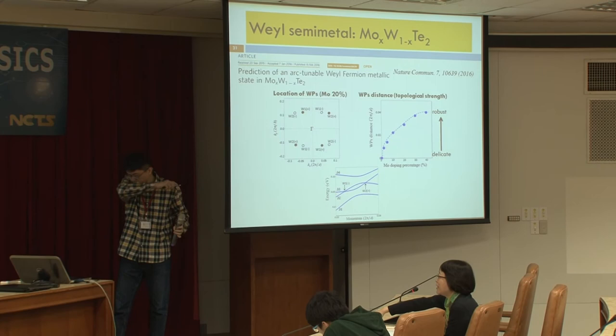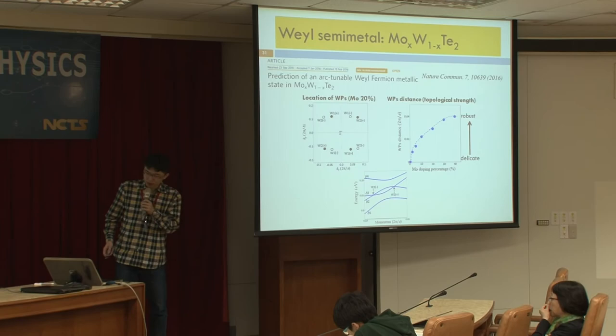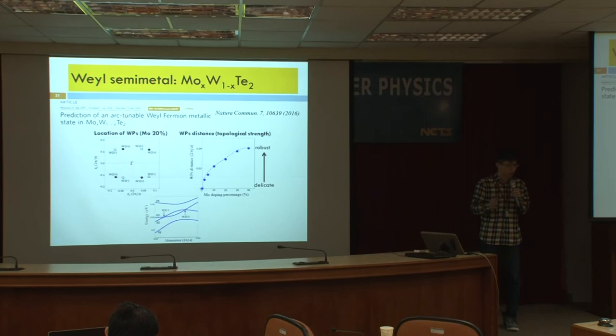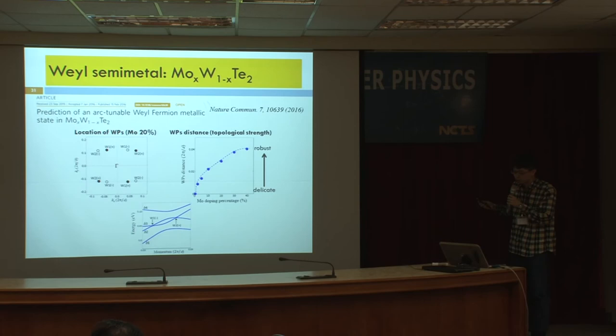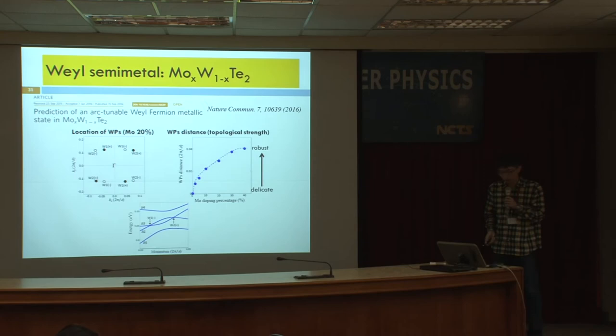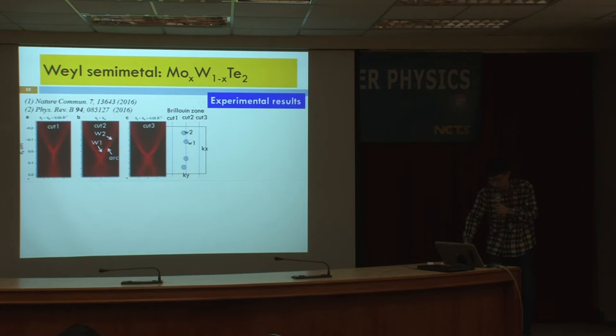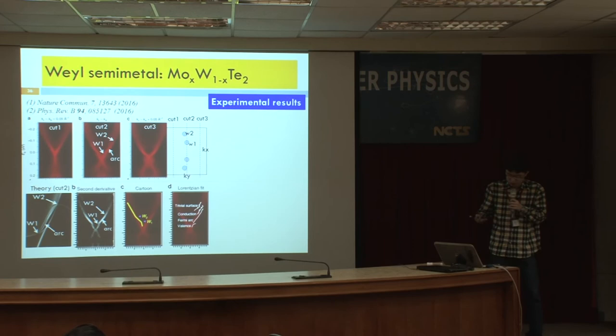Thank you. Very good question. In this work, we didn't use a supercell. We construct a tight-binding model from tungsten dichloride and molybdenum dichloride, and we linearly interpolate between the two hopping parameters. Fortunately, our result is consistent with experimental data quite well. So this method works in this case.